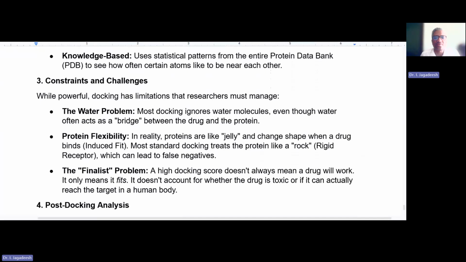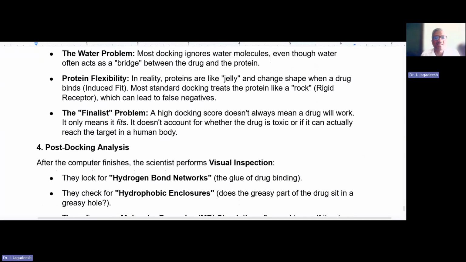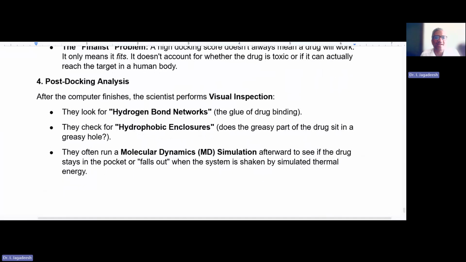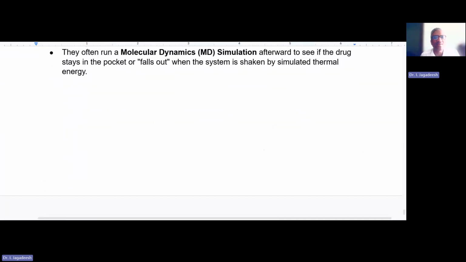Water contributes majorly to the drug receptor bonding. Protein flexibility: we need to consider a flexible protein, not a rigid one. And the final problem: a high docking score does not always mean that it is going to work as a drug. That is the reason we need to do post-docking analysis, that is, look at the hydrogen bond networks, hydrophobic enclosures, and molecular dynamics to finalize the moiety.